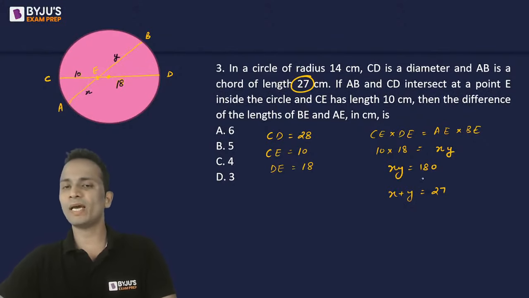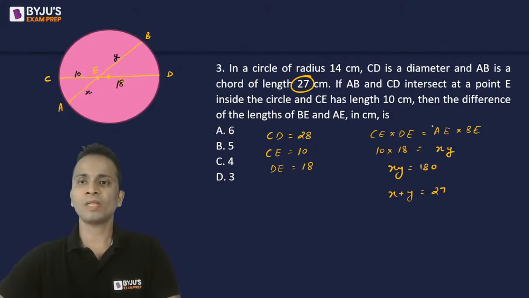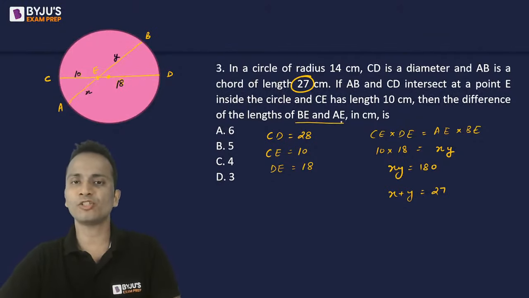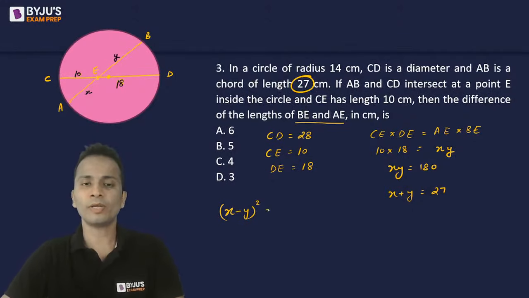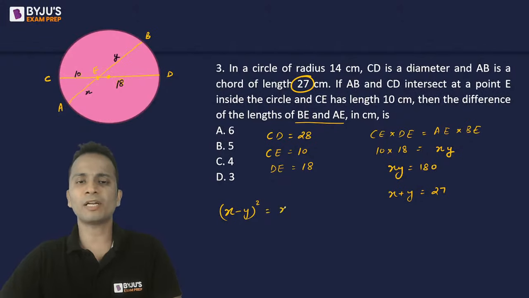So I have xy and x plus y. I want to find out the difference in the lengths of BE and AE. Okay, so I can write x minus y whole square. Now, a slight usage of algebra. Okay, so x minus y whole square can be written as x plus y whole square minus 4xy.